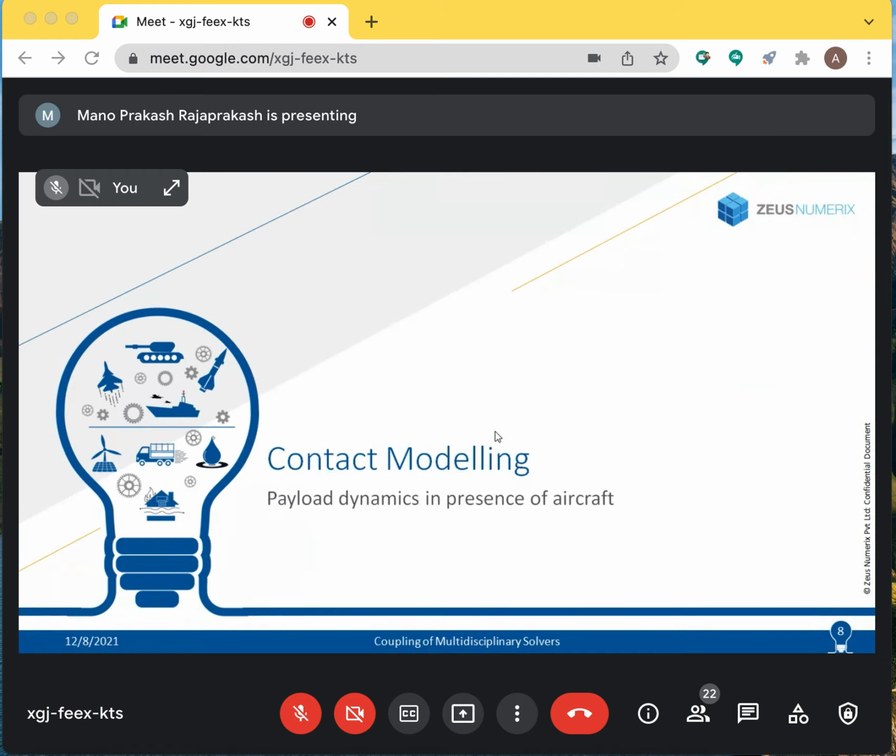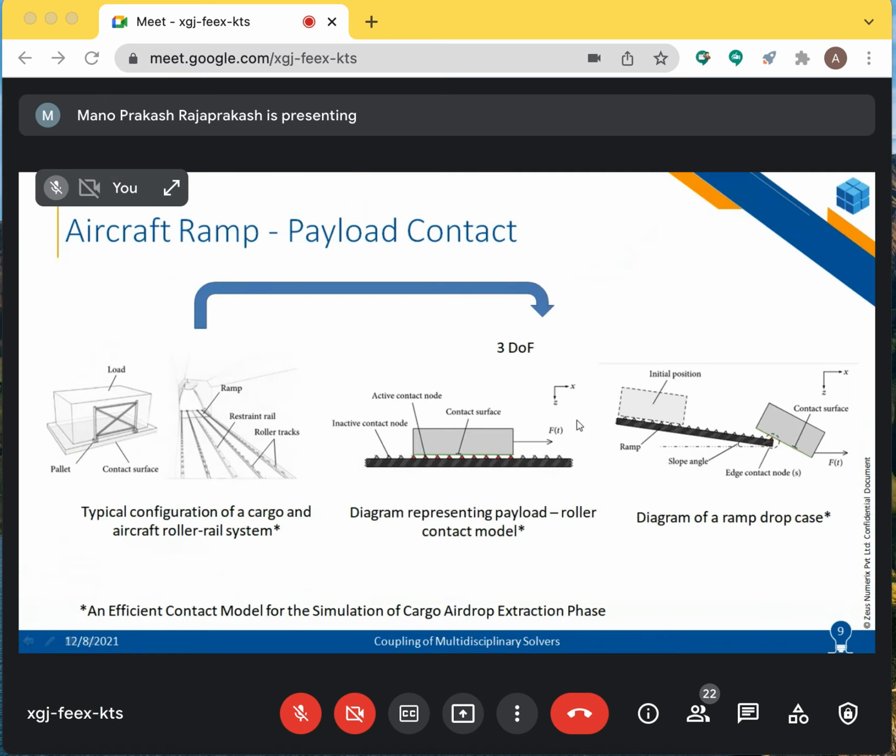Now we will begin with the first element, which is the contact model, which will help us model the dynamics of the payload as long as it is in contact with the parent aircraft. I'll start with the image on the left. This shows a typical configuration of a cargo and an aircraft roller rail system. You can see rollers placed. This is basically the payload.